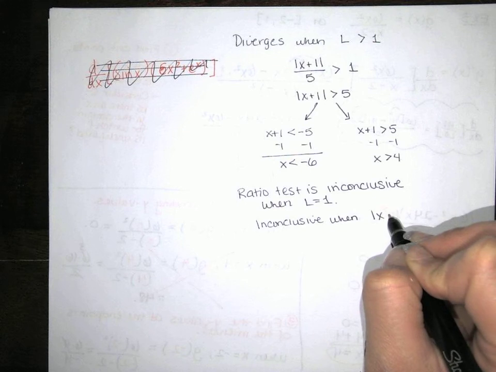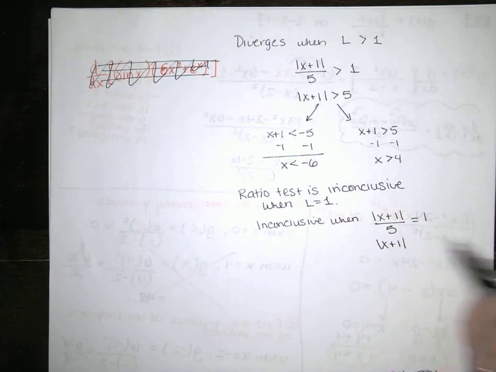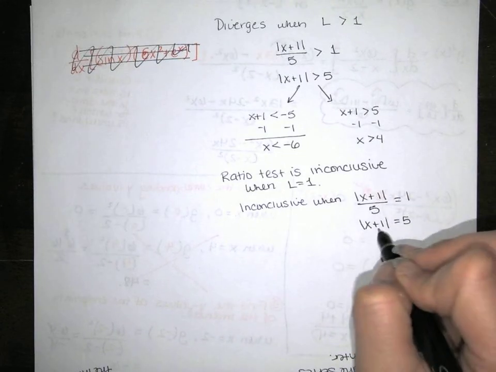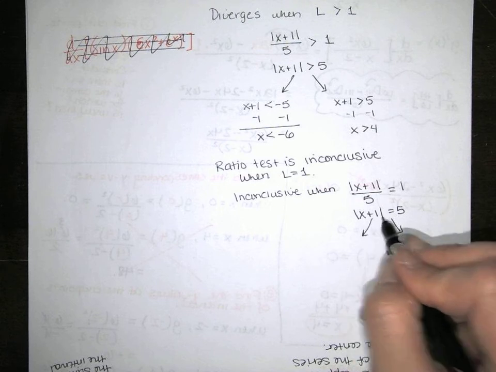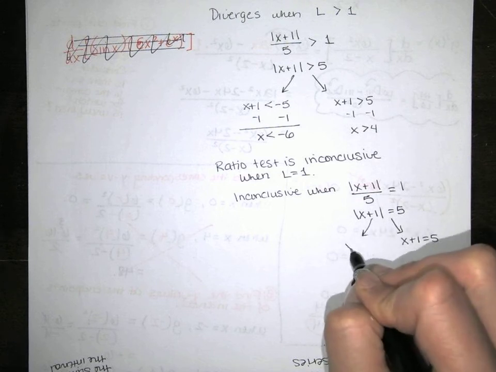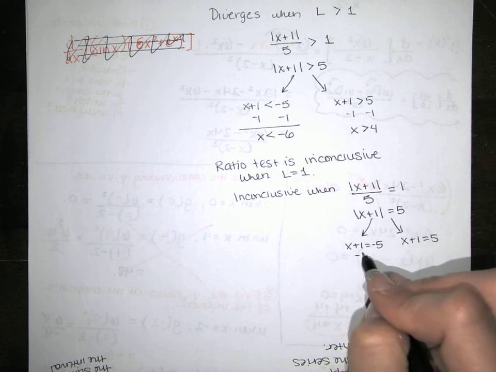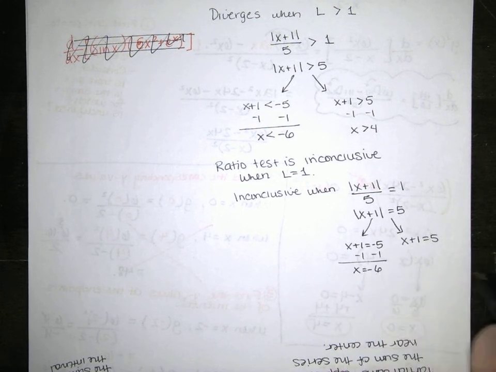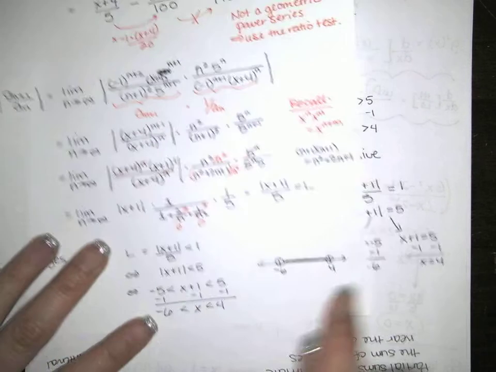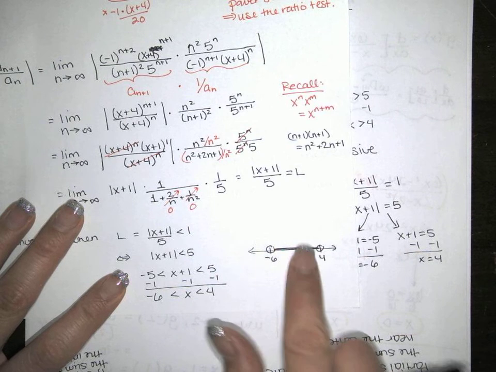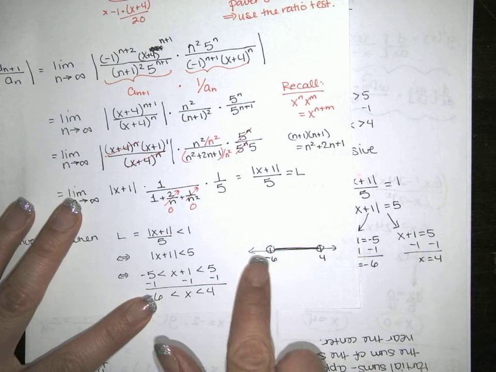when, in our case, L, which is the absolute value of x plus 1 over 5, is equal to 1. That means the absolute value of x plus 1 is equal to 5, and that goes into two cases for our absolute value equations. The only way that happens is if x plus 1 equals 5, or if x plus 1 equals -5, because the absolute value of -5 is 5. You subtract 1 from both sides and you get x equals -6. You subtract 1 from both sides and you get x equals 4. What did I tell you? L is less than 1 on the interior of this interval. L is equal to 1, and that means the test is inconclusive at -6 and 4.